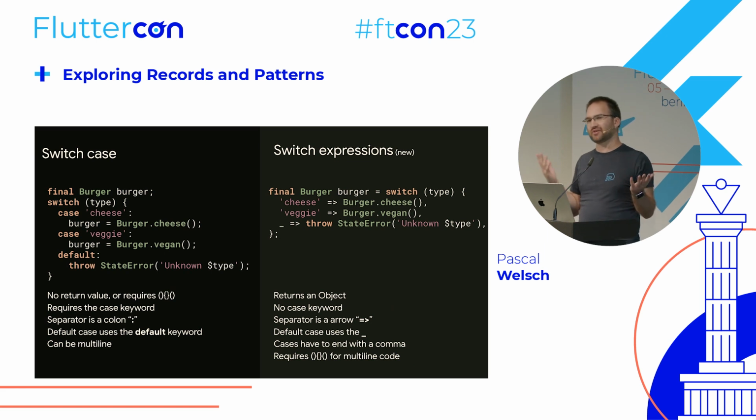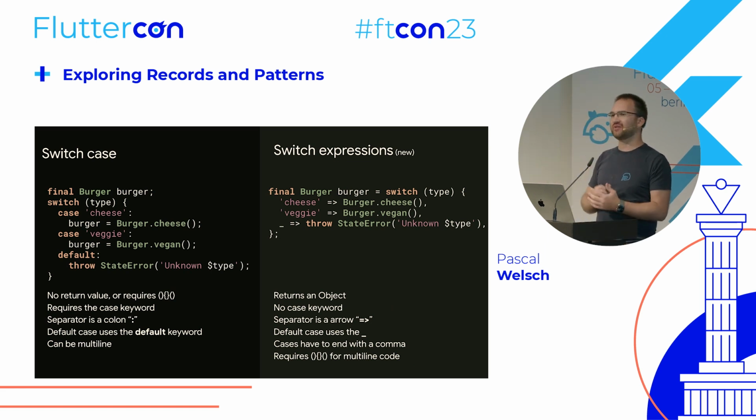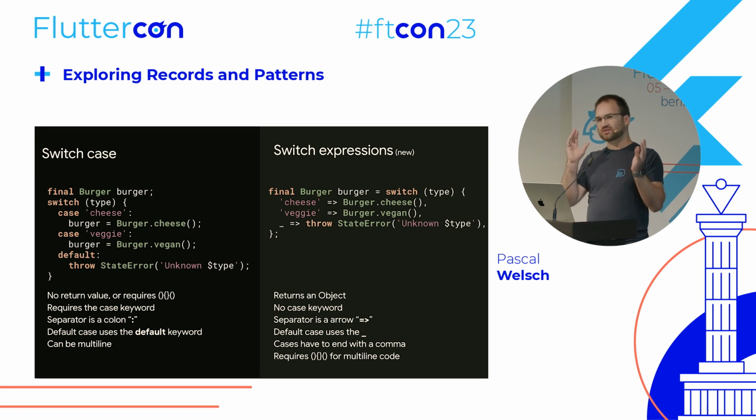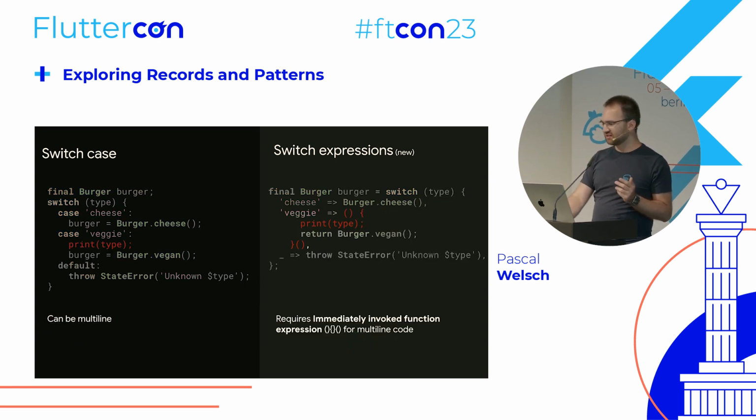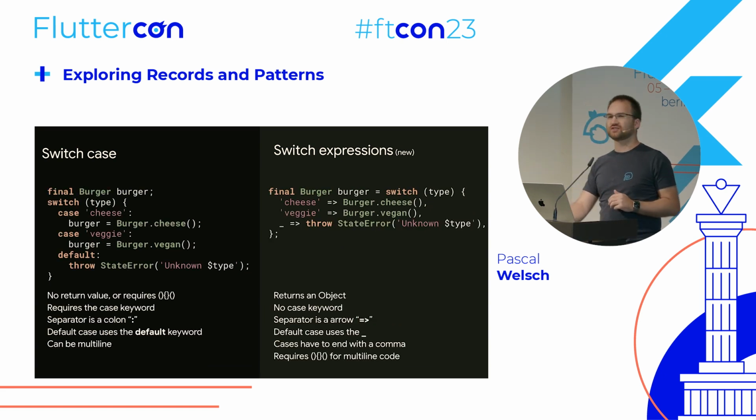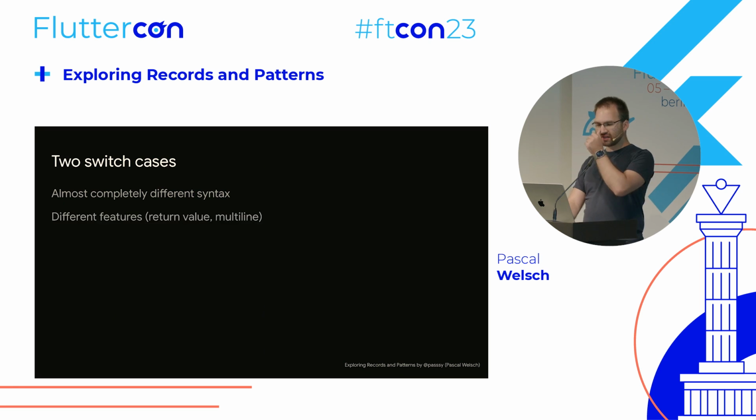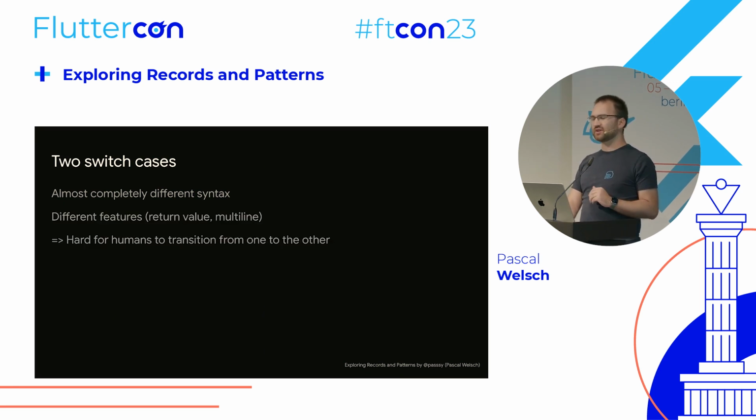So they are quite different. It is very, very hard to switch between them. And if you write code manually, this is super annoying because of multi-line code, you have to switch to the one or to the other because you want to return something. You have to use the, what is it called? Immediately invoked function expression in either the one on the left or either the one on the right. It is super annoying to switch between them. Also, they have different features. The one has a return value, the other doesn't. So it is very hard for humans.